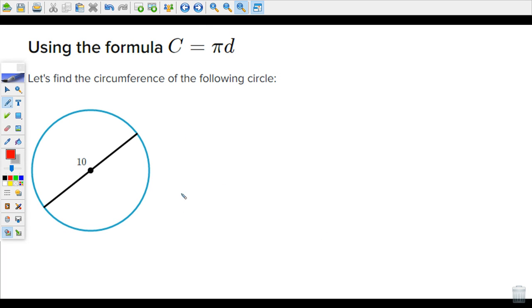So let's get into it. Let's find the circumference of this circle. So we're going to use our formula. Cherry pie is delicious. C equals pi times diameter. We know that the diameter is 10 because it goes all the way through the center from one edge to the other. So we're just going to start substituting values into this formula.